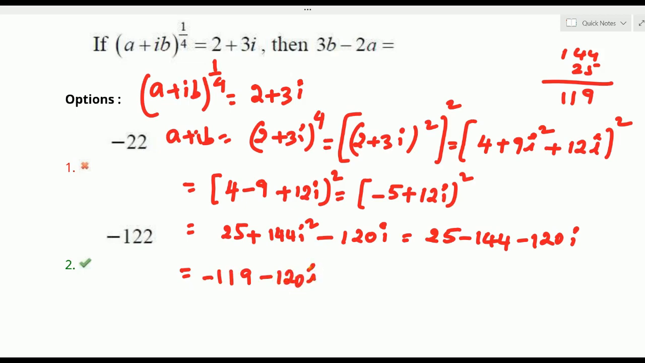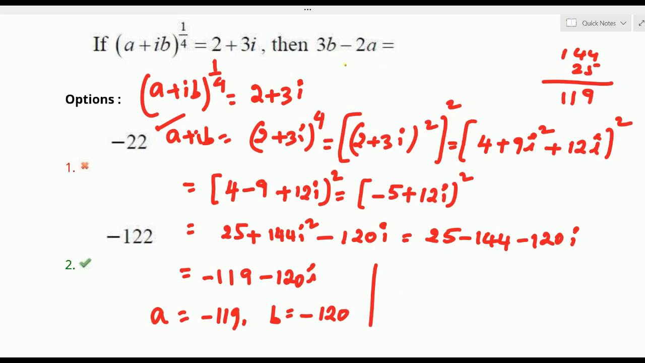Okay, now this is compared with what? a + ib. In place of a, what is there? a is minus 119, that is the real part. b is minus 120, that is the imaginary part. We can compare on both sides, a + ib. Now the a and b values are ready: a is minus 119 and b is minus 120.